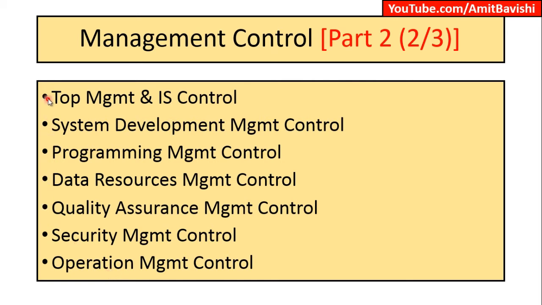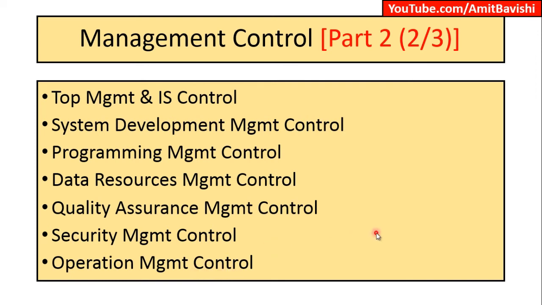So again, let me recap the story. First, top management wants an information system developed. So they went to the system development team. The system development team asked some programmers to do the programming. The programmers used some data resources to make the system. After the system is made, they check the quality assurance, that is, whether it is up to the mark. After that they check the security features, and then operation and finally maintenance of that particular system.